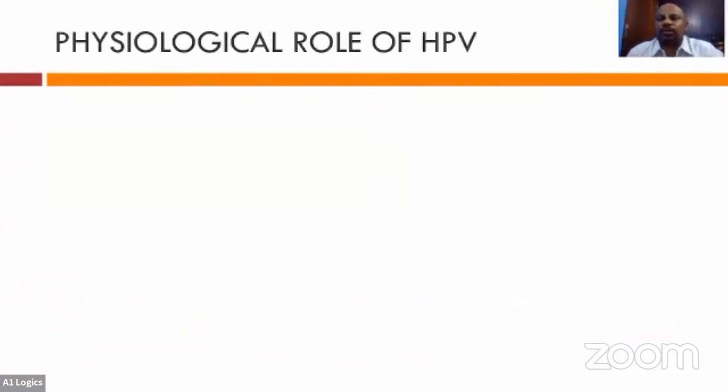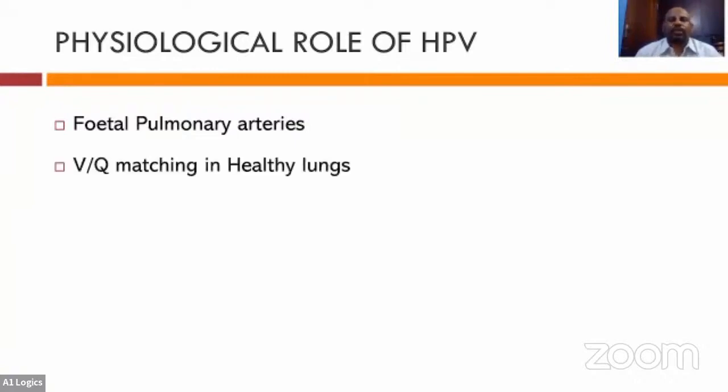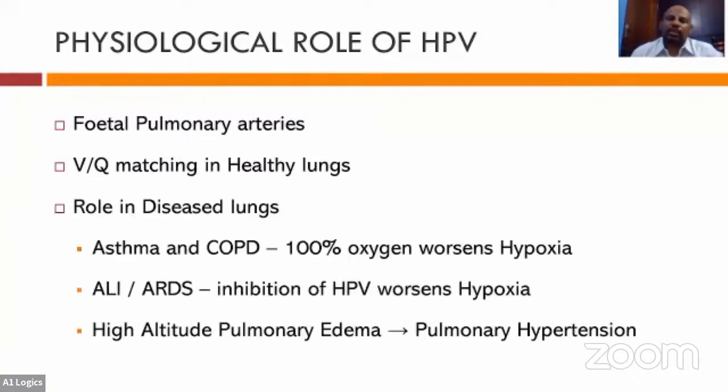What is the physiological role of HPV in our body? It's mainly in the fetal pulmonary arteries. You know that in the fetus, all the blood that reaches the right ventricle does not go through the lung. Instead, it goes through the truncus and the foramen ovale. So the unventilated lung produces an intense vasoconstriction in the pulmonary arteries, and this is the main physiological role of HPV in the fetus. In adults, it produces uniform matching of ventilation and perfusion in a healthy lung.